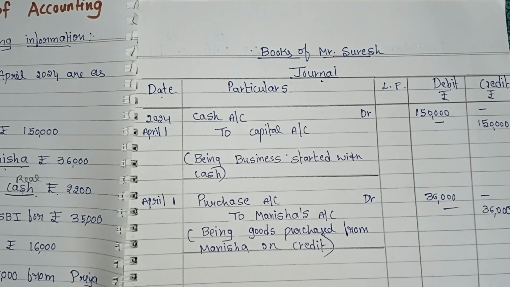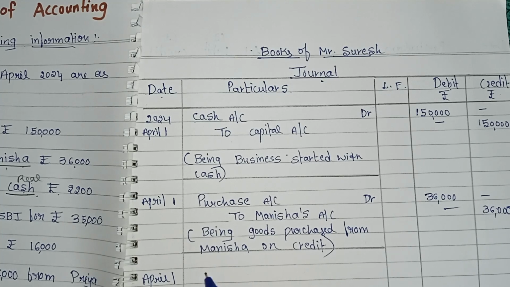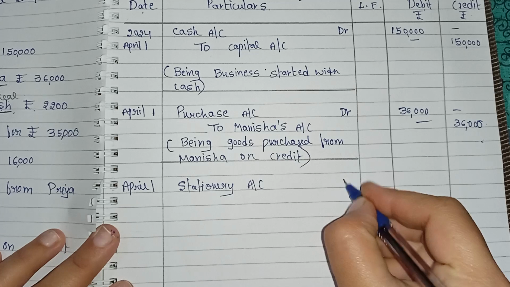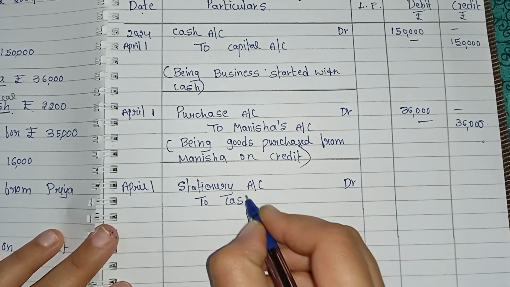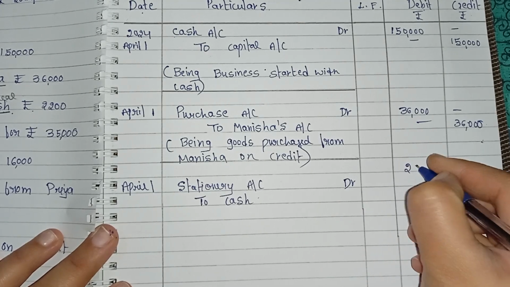So now we will write the journal entry. That is also on the same date, April 1st. Stationery account, debit to, we are paying the cash for purchasing the stationery. What is the amount? That is 2200.